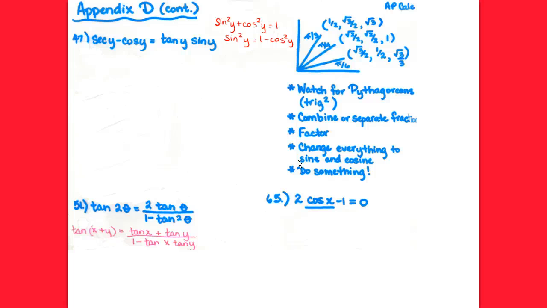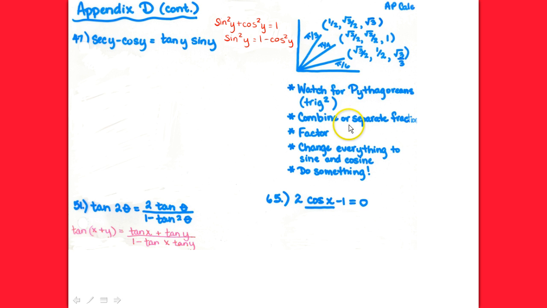So 47, we go through and we've got secant minus cosine is equal to tangent times sine. With the proofs, remember that you may only work on one side. So we're going to choose a side. I'm going to choose the left-hand side. I don't have anything squared that's a trig function squared, so no Pythagoreans.